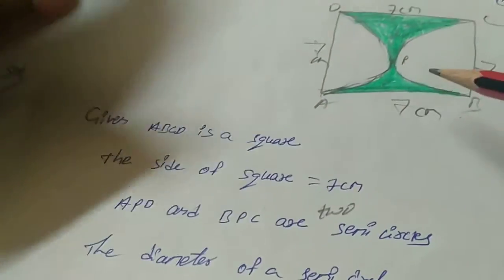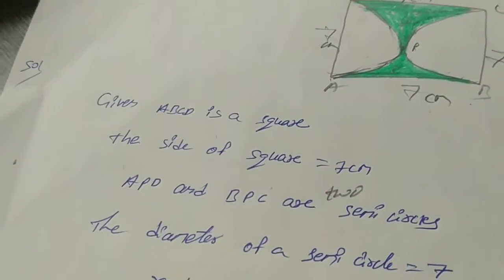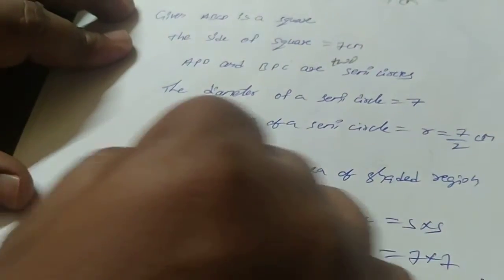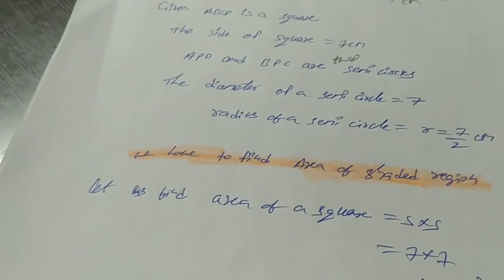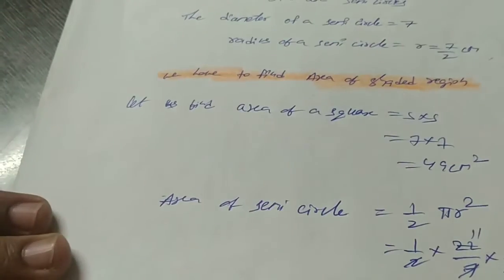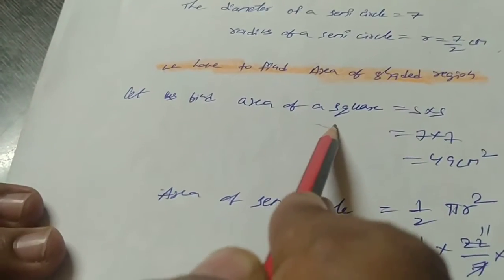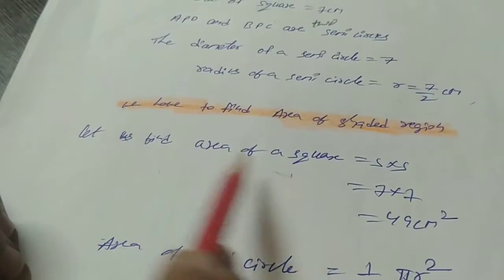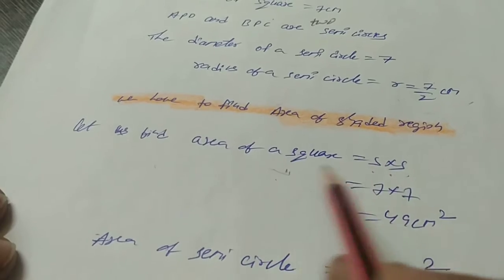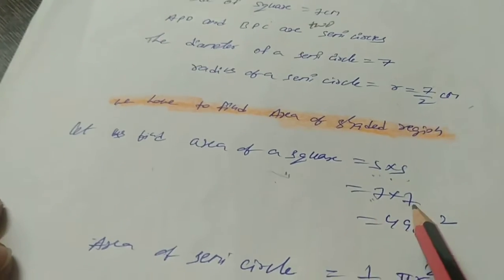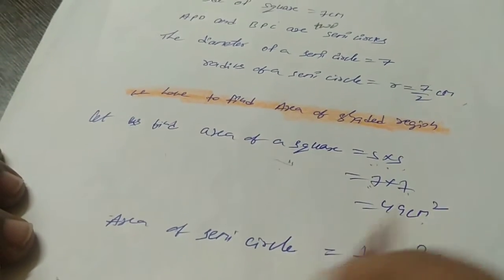This shaded region you have to find. So that is the step we are writing here. It's a very important step: we have to find the area of the shaded region. So my dear students, let us first find the area of the square. Here the square is given, so first find the area of the square. We know the formula is S squared, S into S. S is 7, so 7 into 7 is 49 centimeter square.